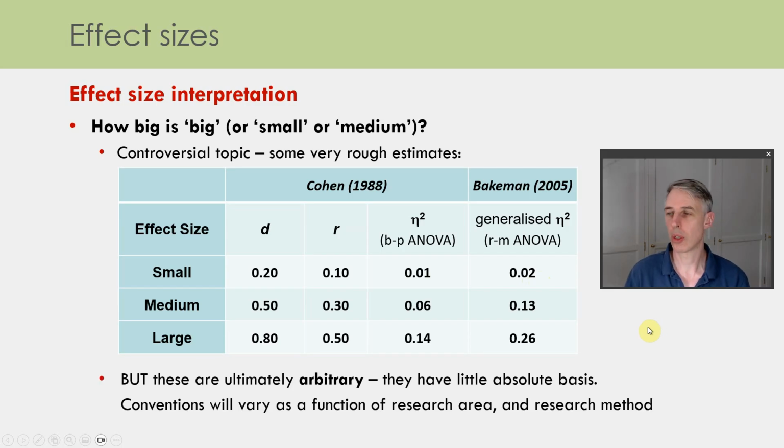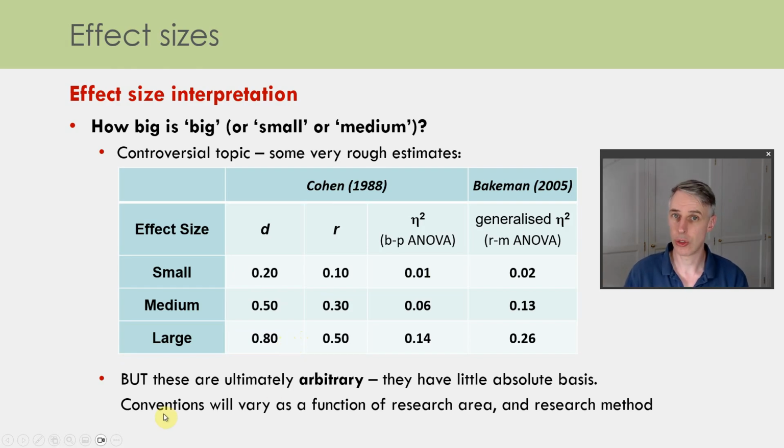Now, the most important thing here is that these are, as Cohen himself quite strongly emphasized, arbitrary. There's nothing inherent in these values that makes them small, medium, or large. They are just a judgment based on what is actually useful or typical within a particular field of research. So particular fields of research may see smaller effects much more commonly. Others might see larger effects much more commonly.